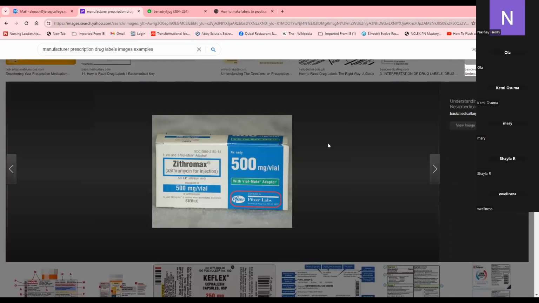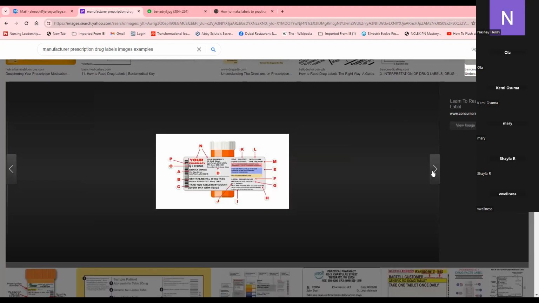Okay, here's another one. So again, what would be the trade name? The trade name is Zithromax, the brand name, right? And what would be the generic name? Azithromycin. Okay, what's the strength? 500 milligrams. Okay, and it's injection. It says it right on there, right? Yes.